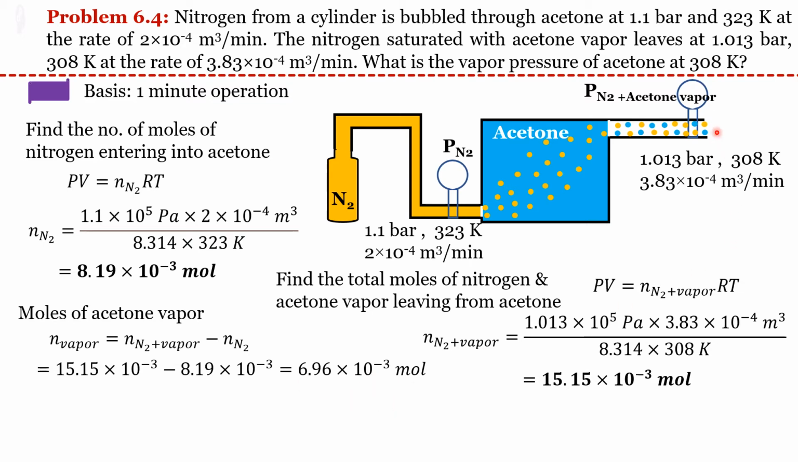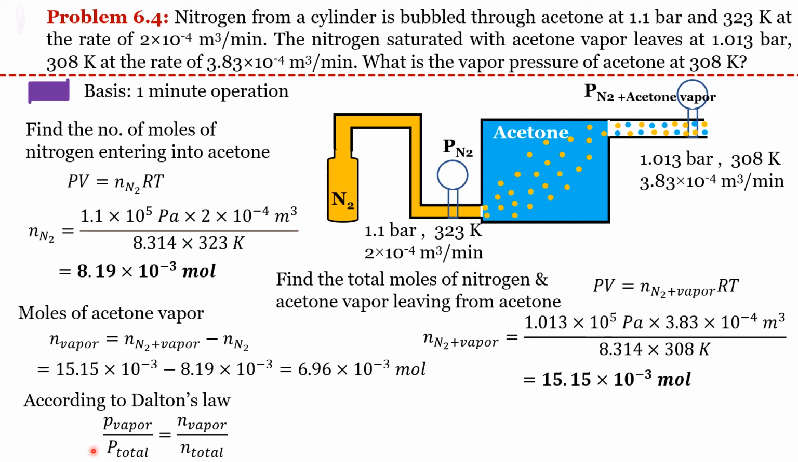Now we know the moles of acetone vapor at exit, and we also know the total moles coming out at exit. So at the exit point, we can apply Dalton's law. As per Dalton's law, the partial pressure of acetone vapor divided by total pressure equals moles of acetone vapor divided by total moles.